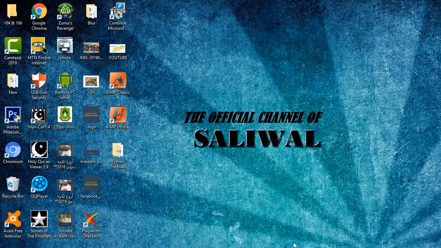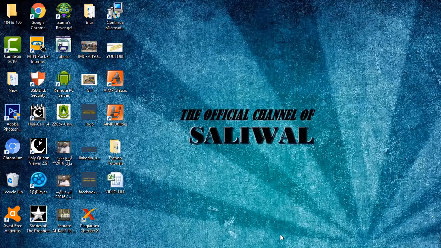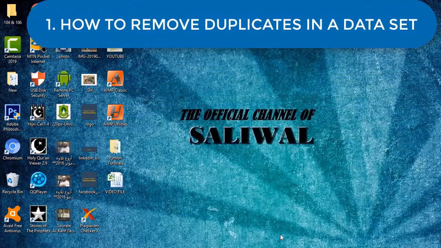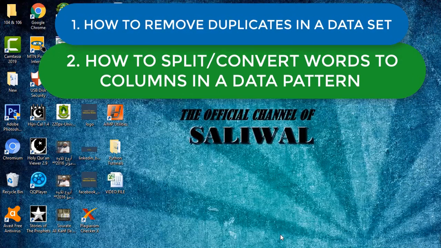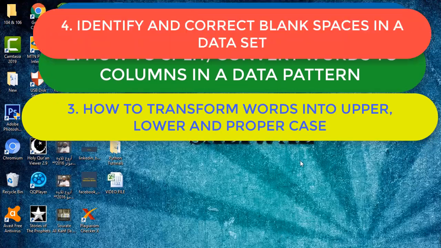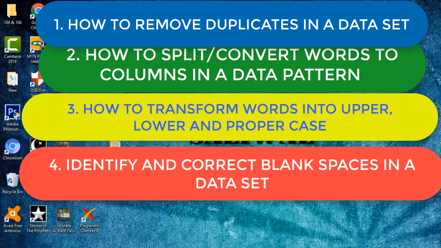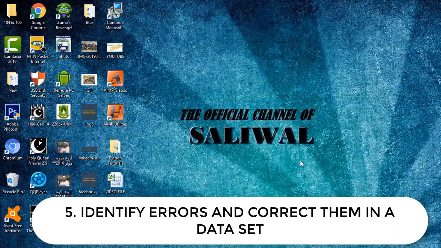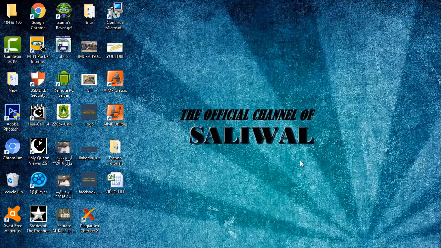This video tutorial will introduce you to a step-by-step way of correcting those loopholes that you would have in your data, and would also lead you to getting the right analysis of the data entry that you would do and the data results that you are going to get. By the end of this tutorial, you will be able to learn how to remove duplicate values in a data set, how to split or convert words to columns in a data pattern, how to transform words into uppercase, lowercase, and proper case, identify and correct blank spaces in a data set, and identify errors and correct them in a data set. So viewers, you will be benefiting more from this video if you watch it to the end.